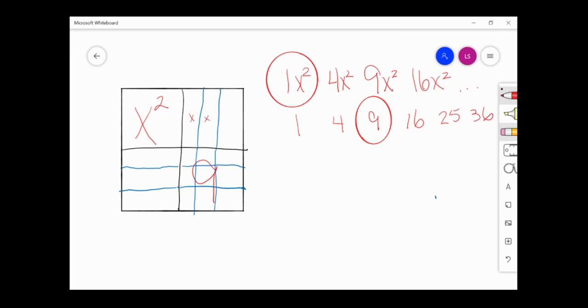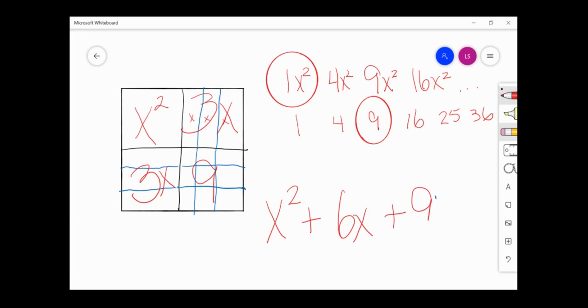These are x's, so what I have is 3x, and I have the same thing over here, 3x. Now remember, the 3x's add together and they make a 6x. And then the rest of it is x squared plus 6x plus 9. And we have just made up our own perfect square trinomial.